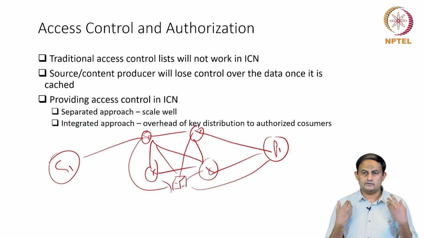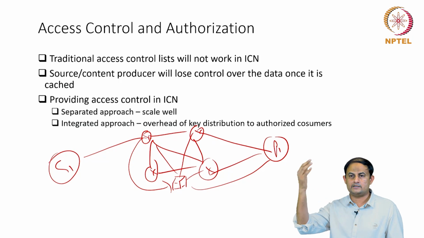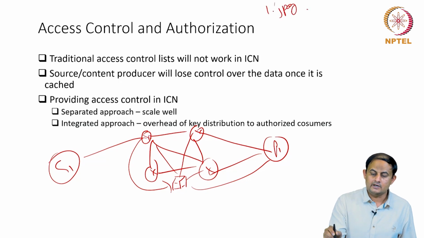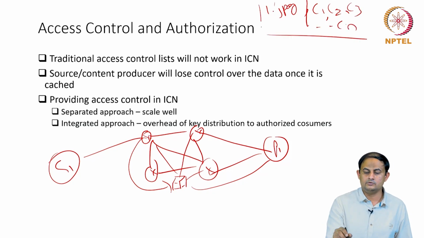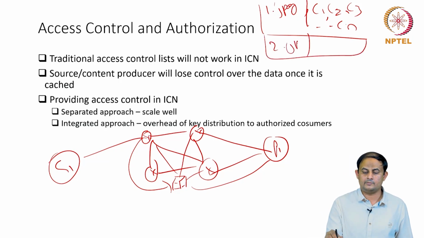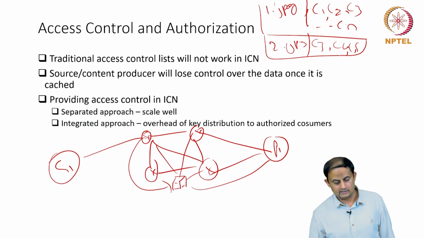The other way to address this problem is that the routers not only cache the content, but also keep a list of the users who can access that particular content. So I have a content 1.jpeg, and then I have a list of consumers C1, C2, C3, and so on, Cn, who are allowed to access this content. Similarly, if I have 2.jpeg, then another set of users, maybe C3, C4, C5, are allowed to access that content.